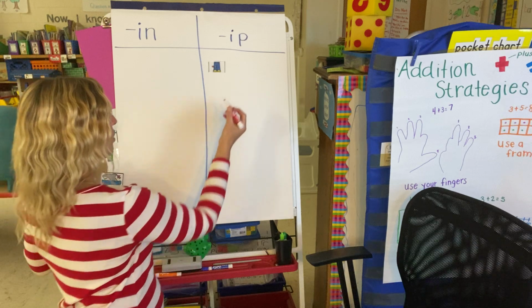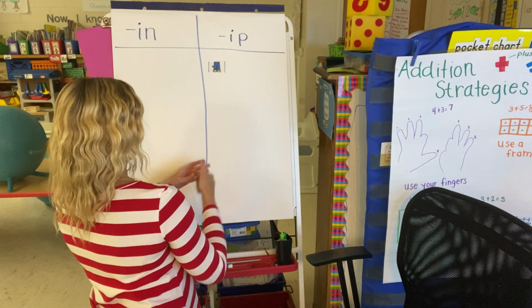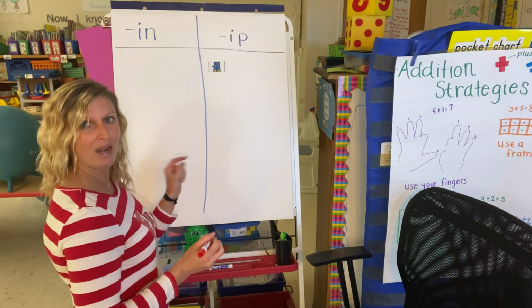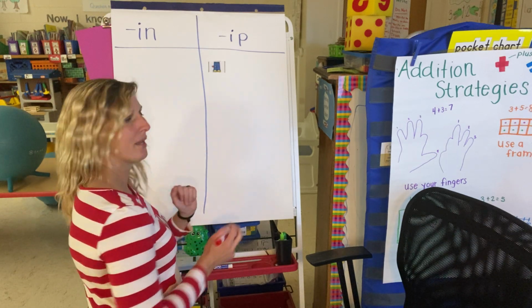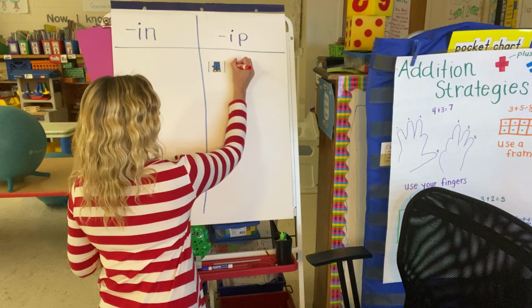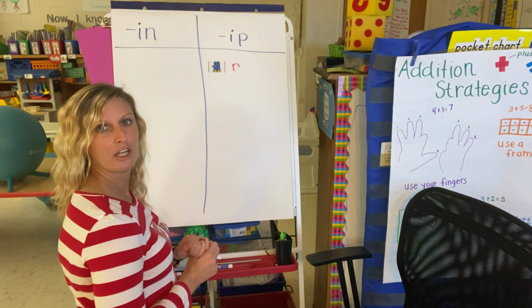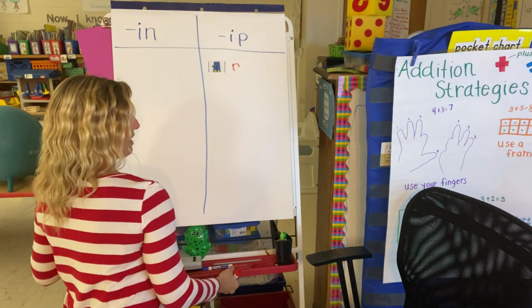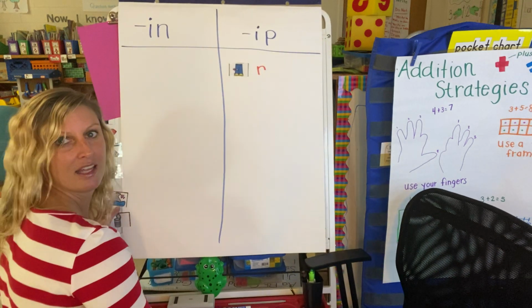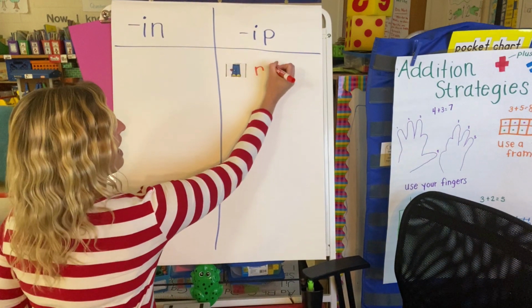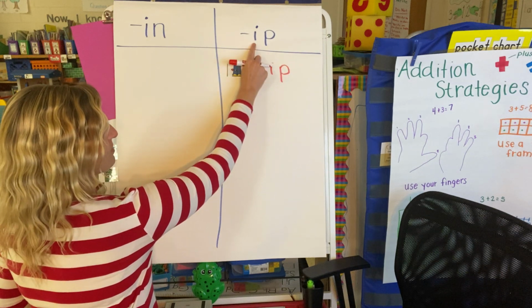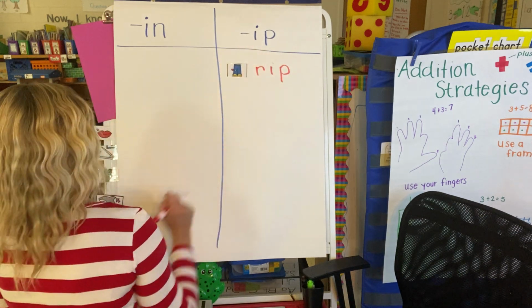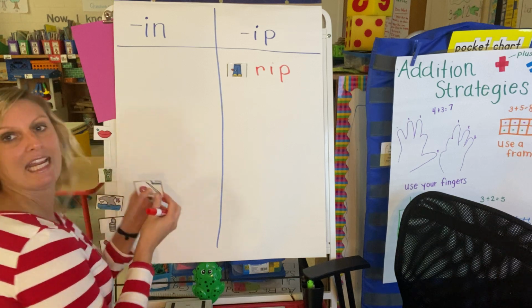Rip. Let's write that word, you write it on your paper and I'll write it on the board together, okay? What's the first letter you hear in rip? Very good. R. What's the second letter in rip? I. Good job. And the last letter, P. It ends with IP. Rip. Good job.